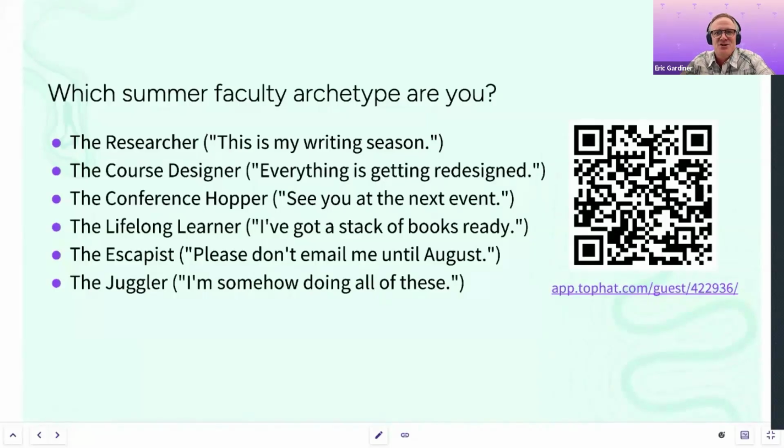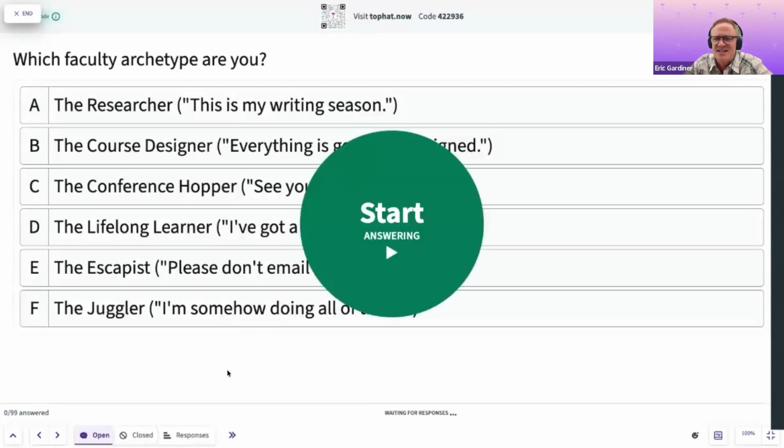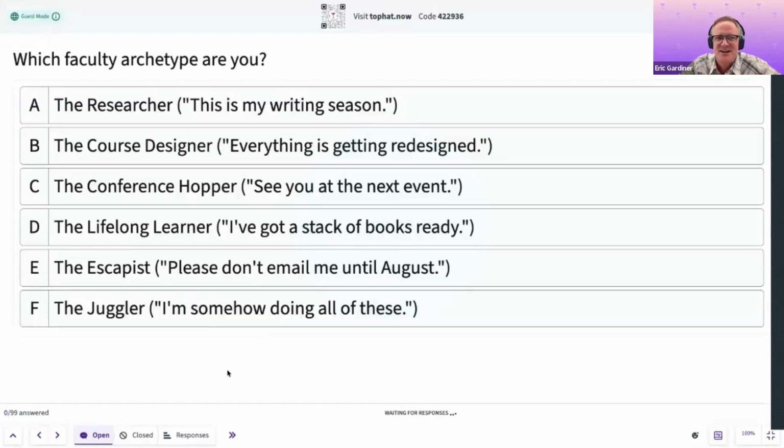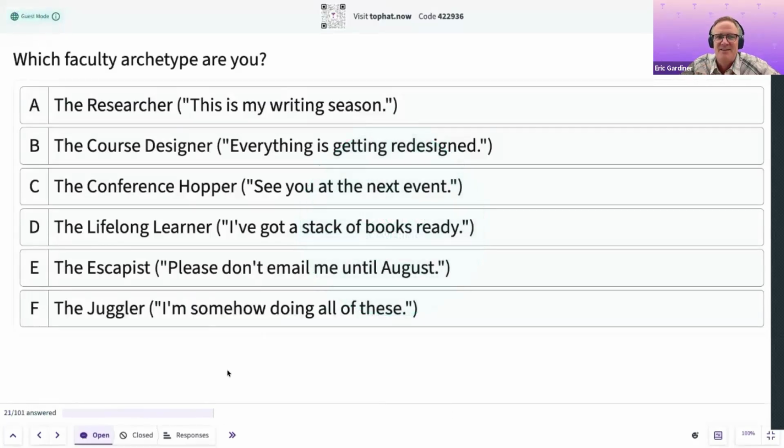Are you the researcher? Are you the course designer? You know, where everything is getting redesigned over the summer? The conference hopper, maybe see you at the next event. The lifelong learner, I've got a stack of books maybe you're just itching to get into. Or the escapist, like please don't email me until August. Or the juggler, maybe you're doing a little bit of everything over the course of the summer break.